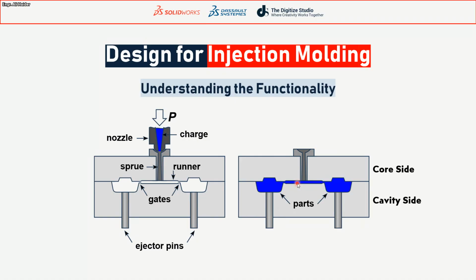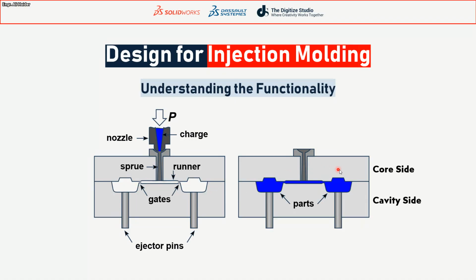The runner is basically used to flow the molten metal into the cavity. And where we have the connection between our part and the runner, those are called gates. These gates are the points where, after removing our part from the injection mold, we cut. These are some small points, we cut them out, and after that our part will be ready.